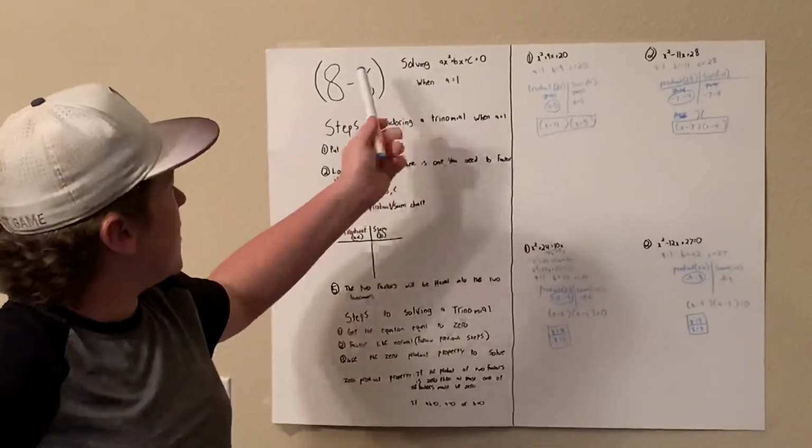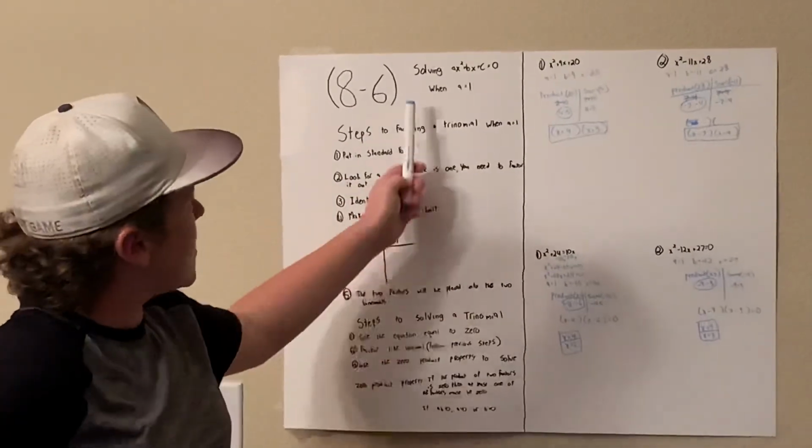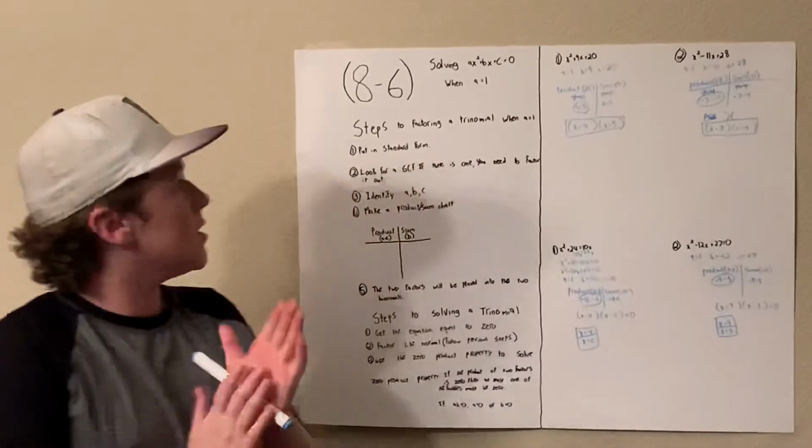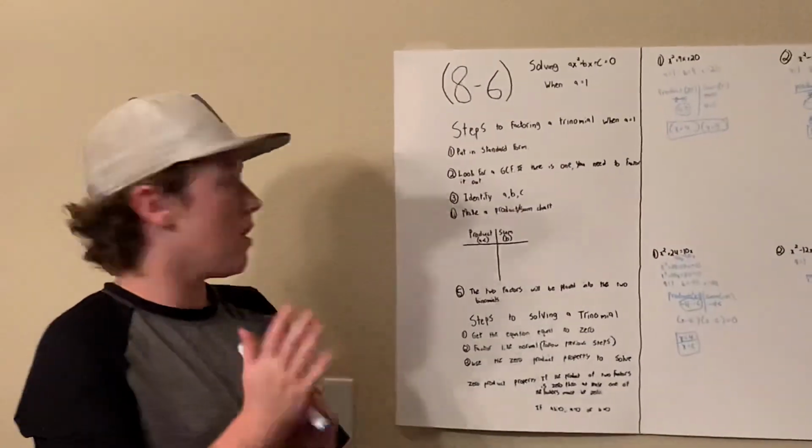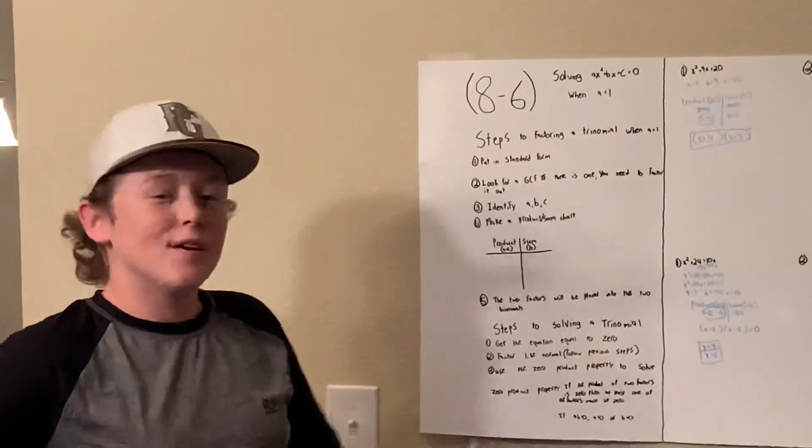So this is lesson 8.6, and this is how to solve ax squared plus bx plus c equals 0 when a equals 1. Thank you.